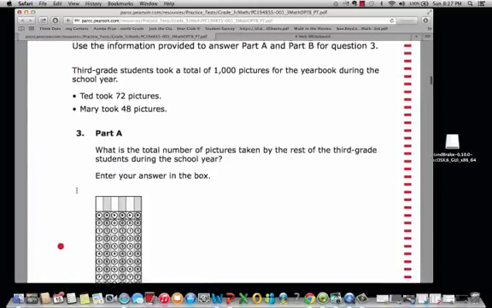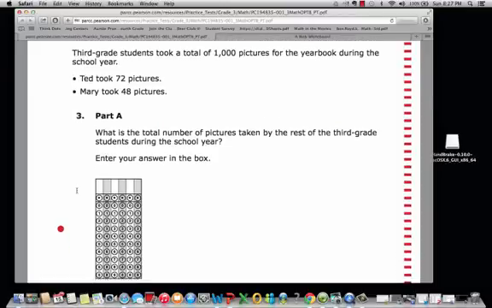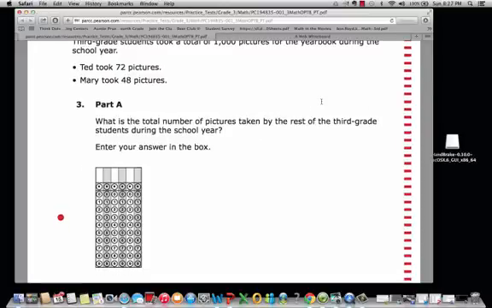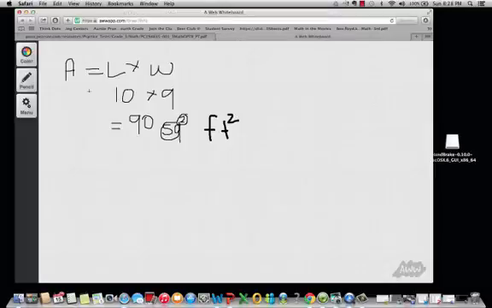Okay. This one was the first one of the two-part questions. Third grade students took a total of 1,000 pictures for the yearbook during the school year. Ted took 72 pictures and Mary took 48. What is the total number of pictures taken by the rest of the third grade students during the school year? This was what got you. If you got this wrong, chances are you did not figure out the rest of the third grade. You figured out Ted and Mary together. So what we need to do here is figure out Ted and Mary and then subtract their number of pictures from the 1,000 to get the total that was left over.